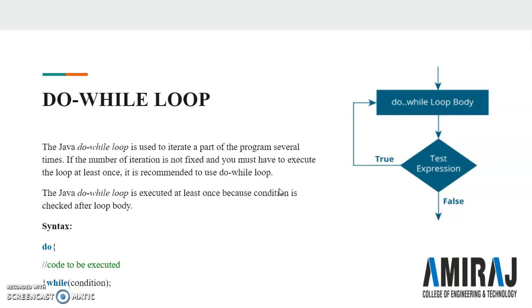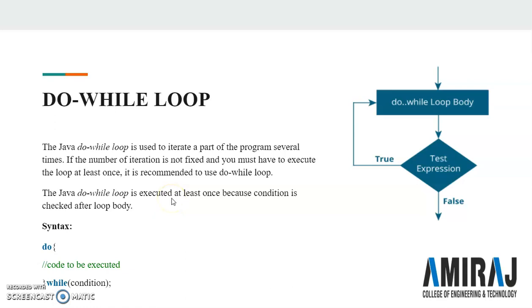After the while loop, the do while loop. The Java do while loop is used to iterate a part of the program several times if the number of iterations is not fixed, and you must execute the loop at least once. It is recommended to use the do while loop.